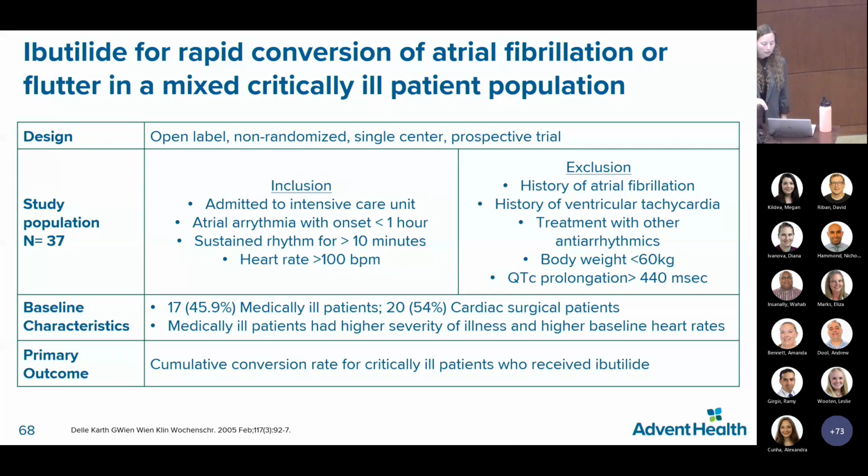37 patients were included, 17 were medically ill, and 20 were cardiac surgery patients. It's important to note the medically ill patients did have a higher severity of illness when looking at SAPS-2 scores and had a higher baseline heart rate compared to the surgery patients. Patients that were included received 1 milligram of albuterol infused over 10 minutes, followed by a repeat dose after 10 minutes if needed. Successful cardioversion was defined as the termination of AFib or atrial flutter within 60 minutes of the first infusion.